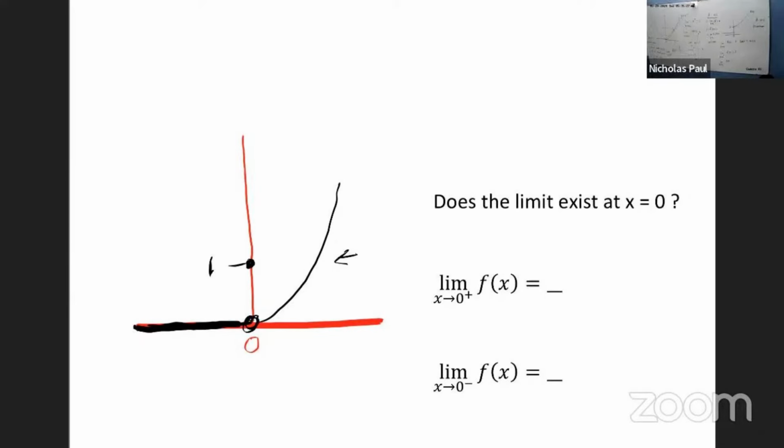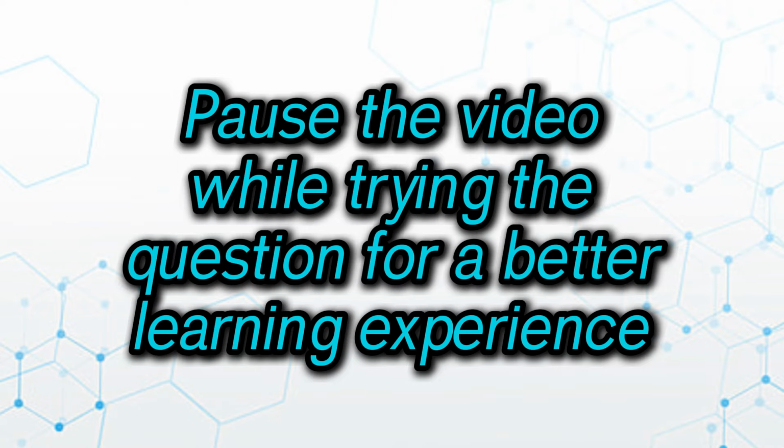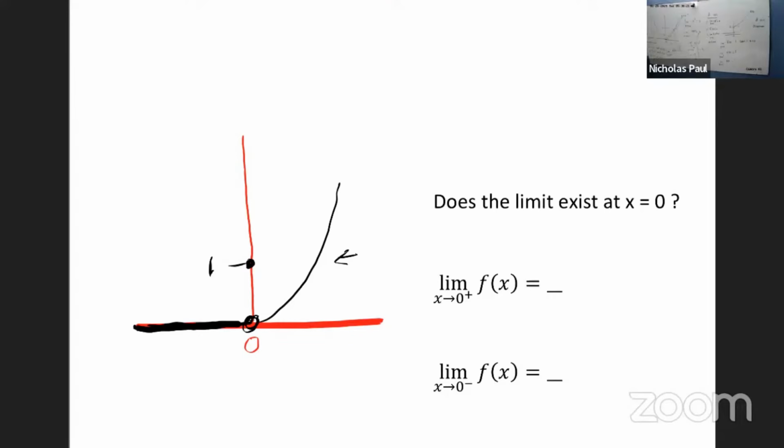So tell me what you all think. For this function, does the limit exist at x equals 0? Try that first. Right, as you approach from the right, you are approaching 0. As you approach from the left, you're also approaching 0. Therefore, the limit exists. So the answer is yes. Right, here's the hard part now. Is it continuous?